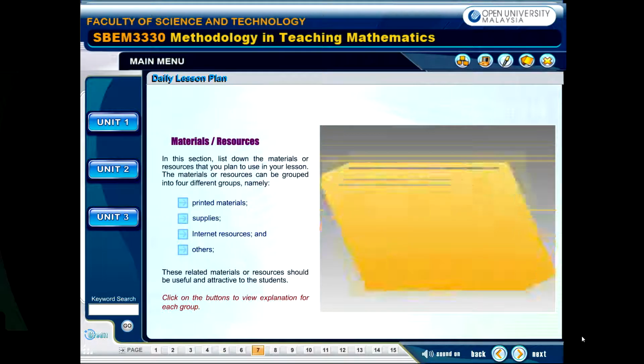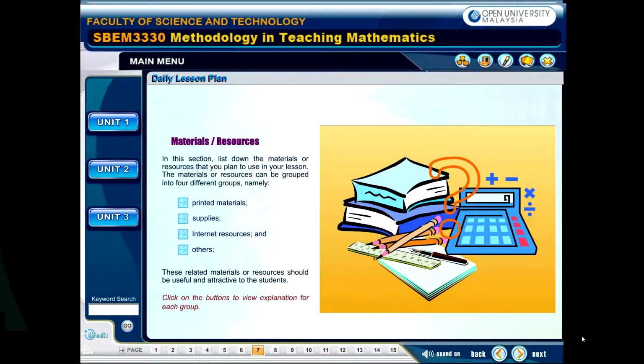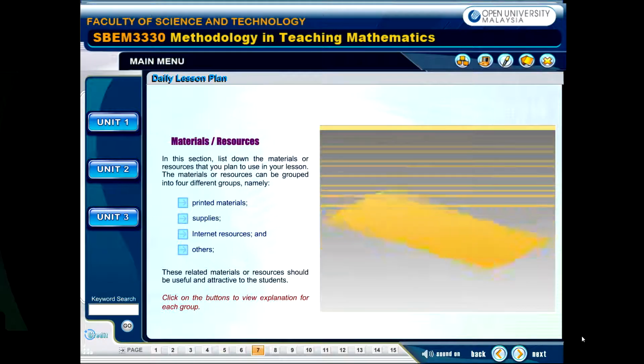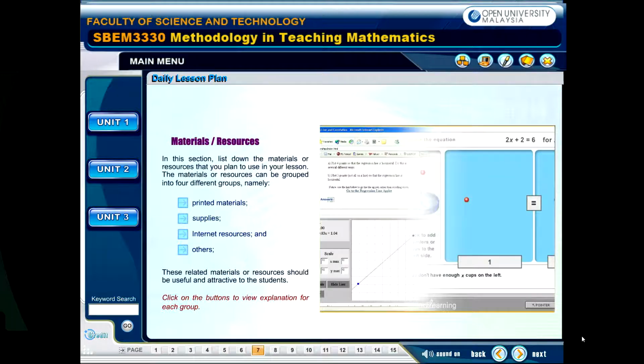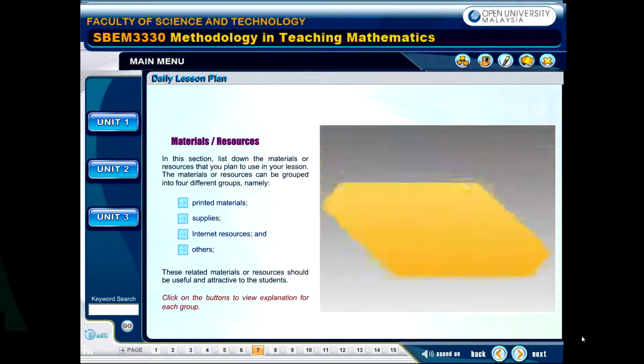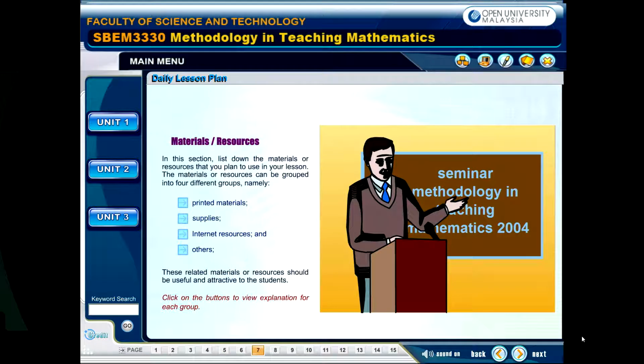In this section, list down the materials or resources that you plan to use in your lesson. The materials or resources can be grouped into 4 different groups, namely 1. Printed materials, 2. Supplies, 3. Internet resources, and 4. Others. These related materials or resources should be useful and attractive to the students. Click on the buttons to view explanation for each group.